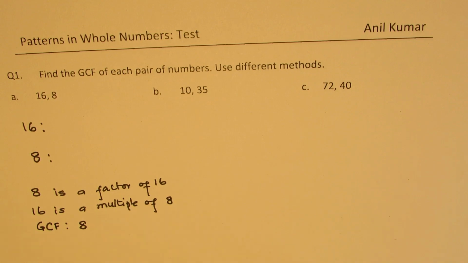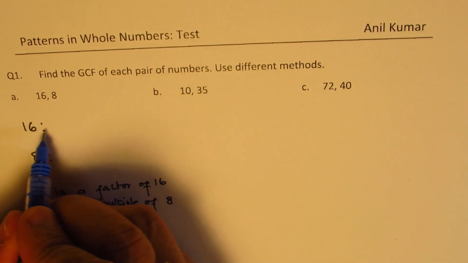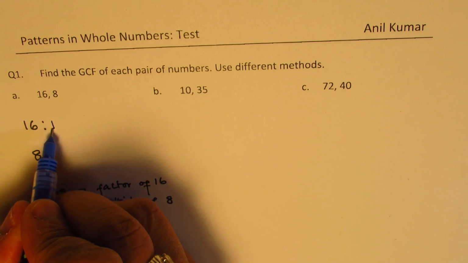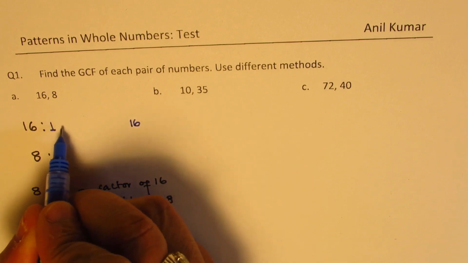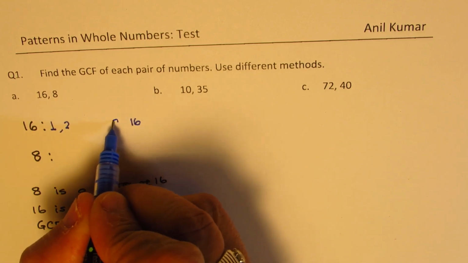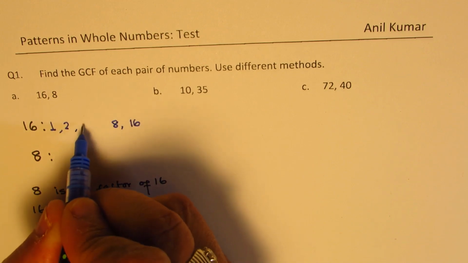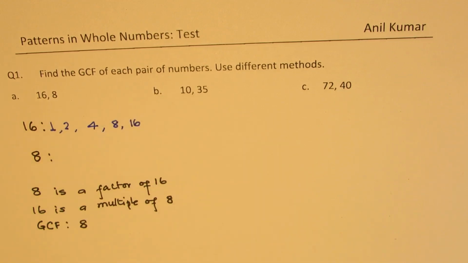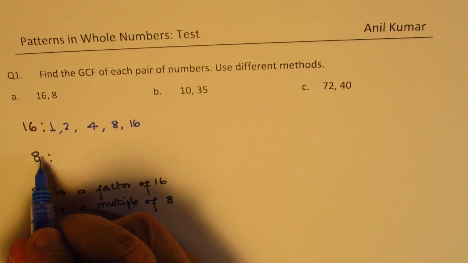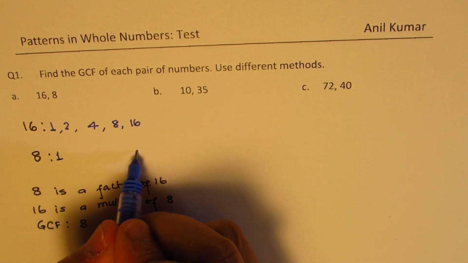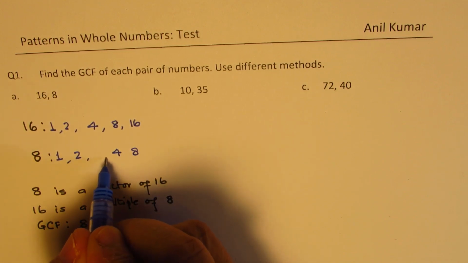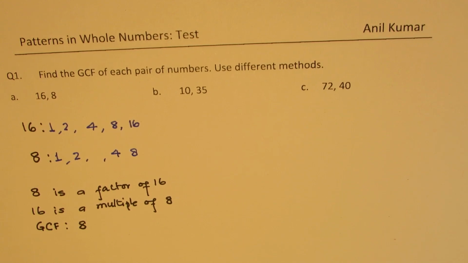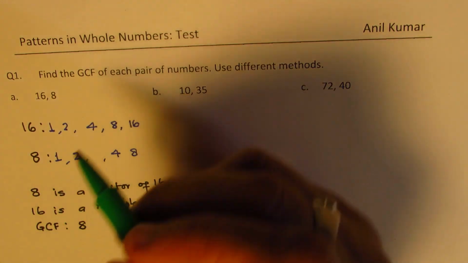The other way is to write factors, right? So we can write factors of 16. So we know 1 is a factor of 16. 1 times 16 is 16, correct? And then we know 2 times 8 is 16. And we know 4 times 4 is also 16. So these are the factors. As far as 8 is concerned, we know 1 times 8 is 8. 2 times 4 is also 8, right? Well, that gives you all the factors, and which is the greatest common factor?